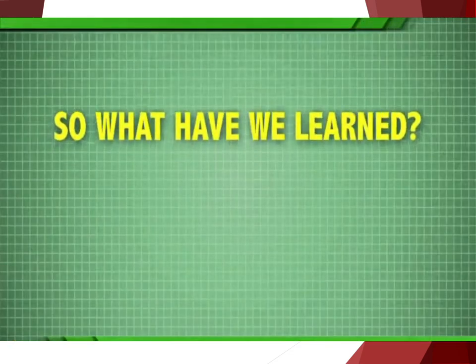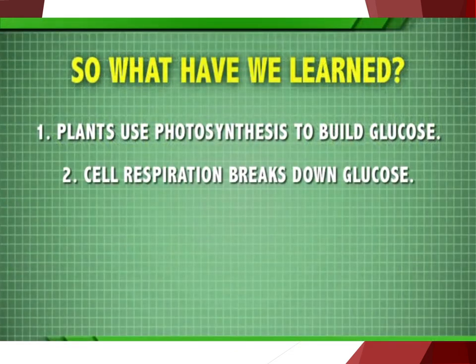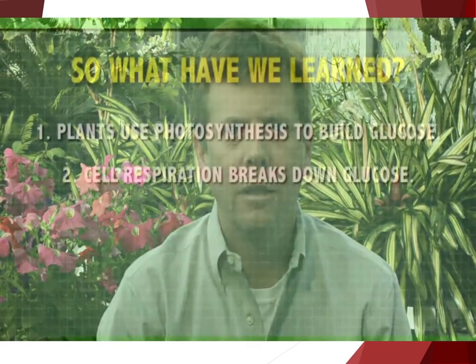So what have we learned? Plants use photosynthesis to build glucose. Photosynthesis takes the energy from the sun and takes carbon dioxide from the atmosphere and uses that energy to make complex chemicals, sugars or carbohydrates. Cell respiration breaks down glucose. Respiration is the process where that stored chemical energy is harvested to generate ATP.